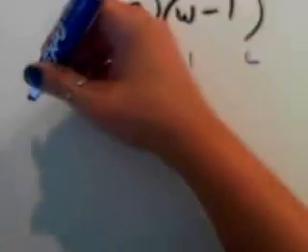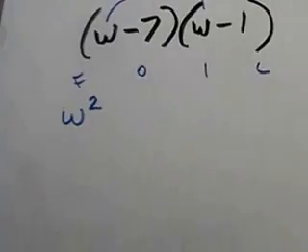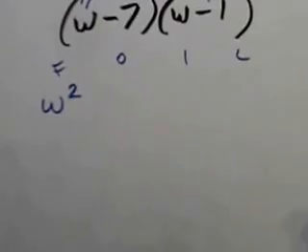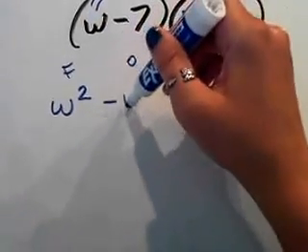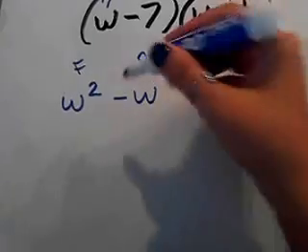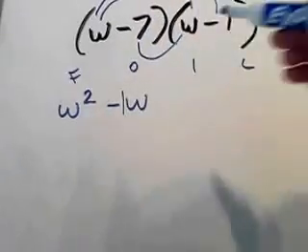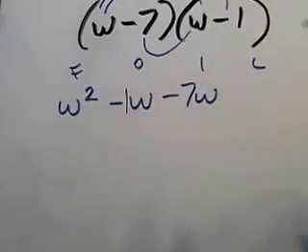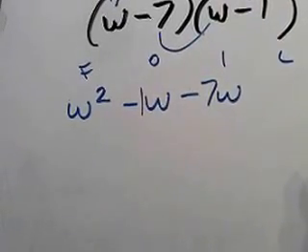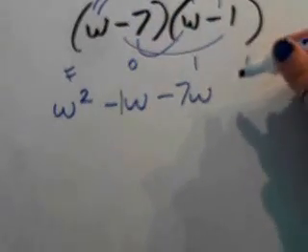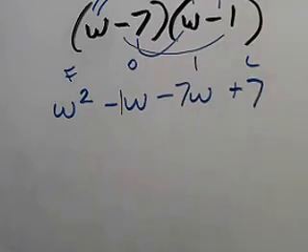So our first, outside, inside, last, our first 2 terms are W times W, which gives us W squared. Our outside 2 terms are W and -1. Be careful, the negative goes with it. So W times -1 is -1W. You can just write it as -W if you want to. You can write the -1 either way. And now our inside 2 terms, -7 times W is -7W. And then our last 2 terms, and we'll be careful about the signs here, -7 times -1 is +7. Right, a negative times a negative.